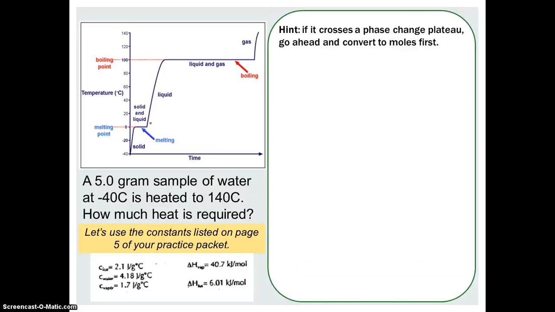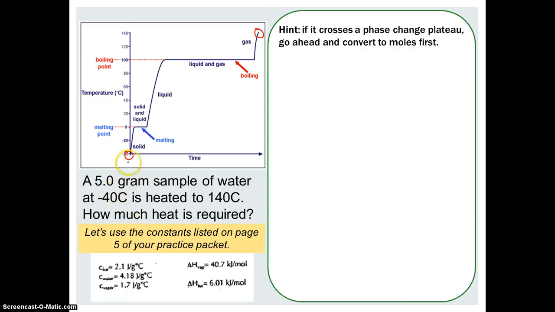So now let's apply this all to figure out how much heat is required to take a 50-gram sample of water and heat it from -40 degrees Celsius to 140 degrees Celsius. So if I'm looking at my heating curve again, that's taking it from way down here and heating it to way up here. This is the extremes of the curve.